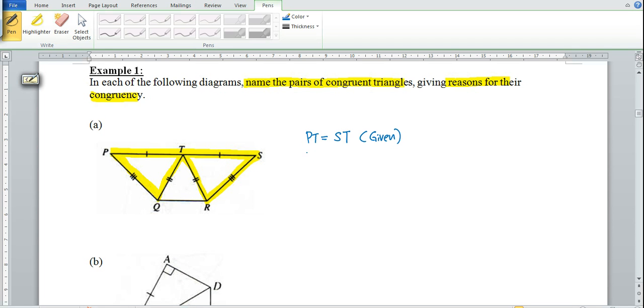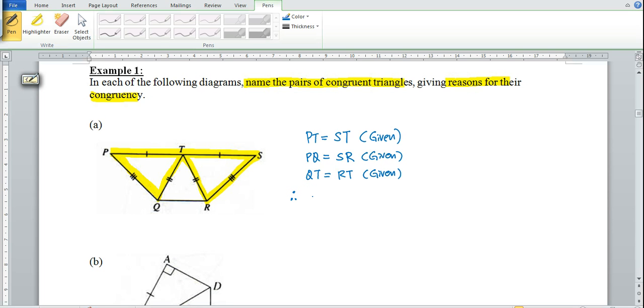And next, PQ is also equal to SR, given, okay, because it's directly given in the question, so we can just say given. And QT also has the same length as RT. Again, it is given in the question.